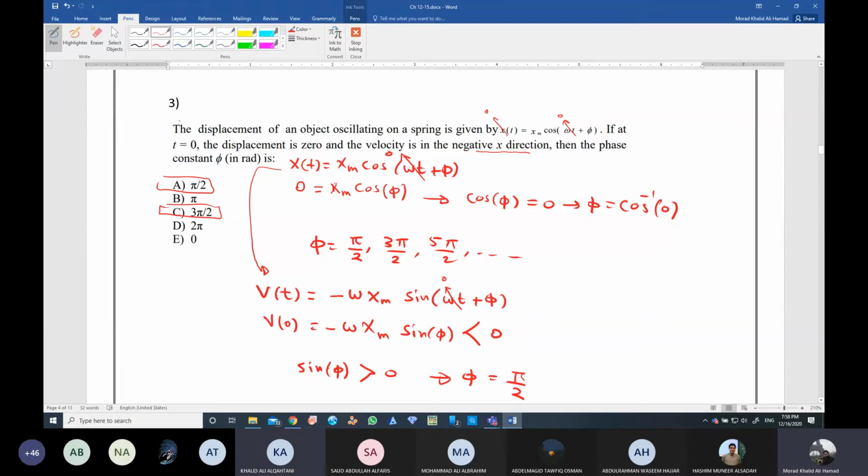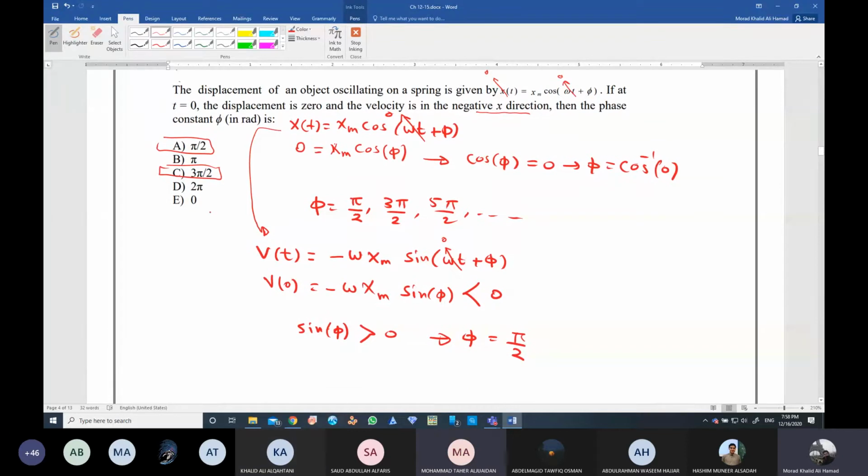You don't have to have it in the formula sheet. I think the first one is given, the information, but the second one is not necessarily given. You can just derive it.